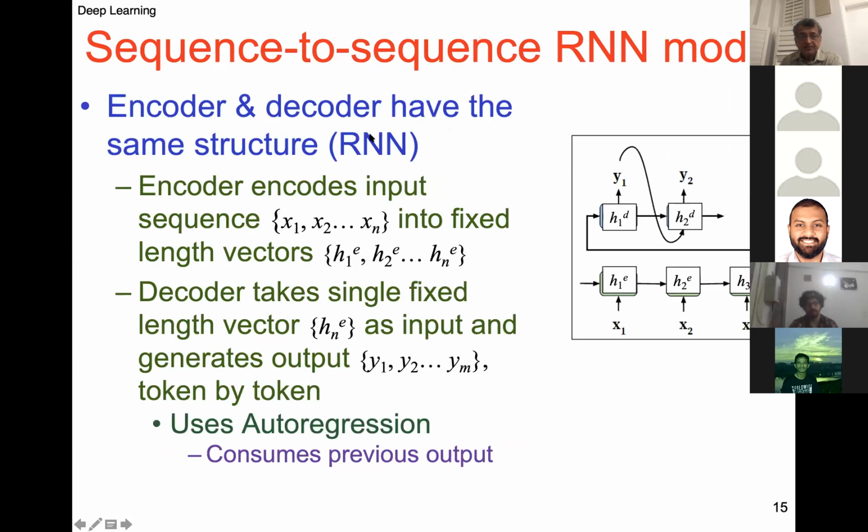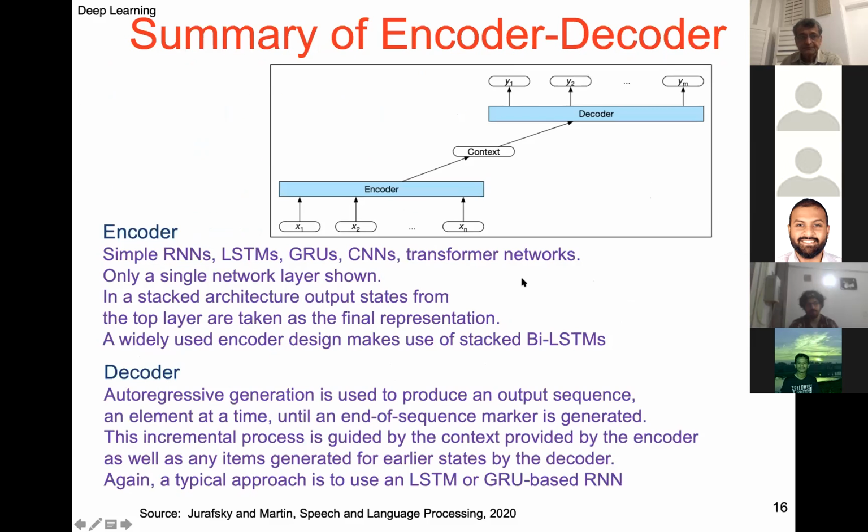Sequence to sequence RNN models. Encoder and decoder have the same structure, RNN. The encoder encodes the input sequence into fixed length vectors H1E through HNE. The decoder takes a single fixed length vector HNE as input and generates Y1 through YM, using what's called autoregression, consuming the previous output. So the summary of encoder-decoder is: it takes an input sequence, the encoder produces a context vector, and the decoder produces the output.